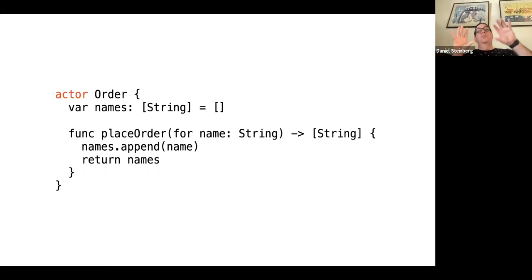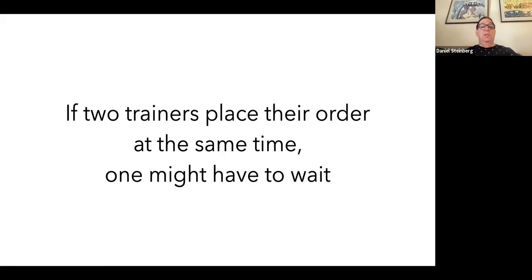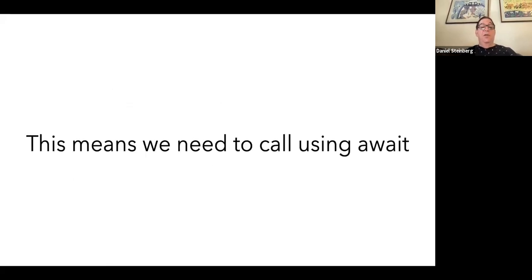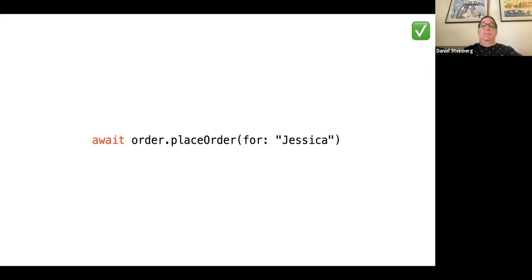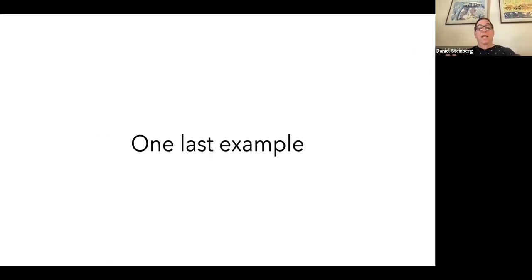If Greg calls in first, Jessica has to wait. If Jessica calls in first, Greg has to wait. And that means when you call place order, if one has to wait, I have to use await when I call it. So this does not compile. I can't say order dot place order for Jessica. I have to note that it might take some time because someone else might have ownership of the actor at that moment. And so anytime I call something in an actor, I'm awaiting. It's another thing that might wait. I have one last example.